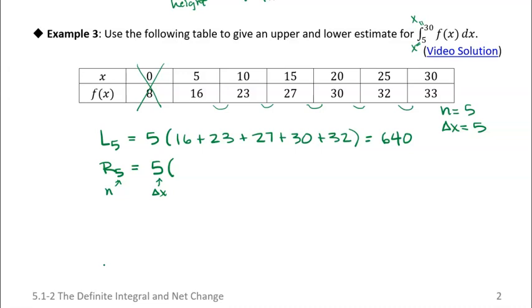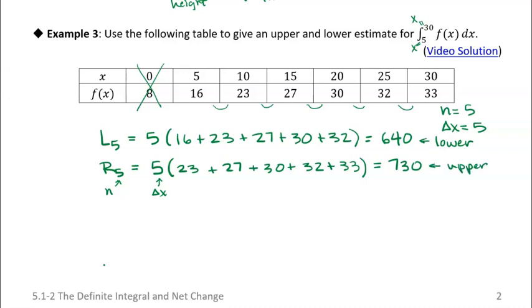But now, for each subinterval, I'm going to use the value of f on the right hand side. So I'm going to use 23 and 27 and 30 and 32 and 33. I put that into my calculator and I've got 730. 730 is my estimate. Now, once I've calculated this, I can tell that the left-hand sum is giving me a lower estimate, and this would be, of course, my upper estimate, because obviously 730 is bigger than 640.